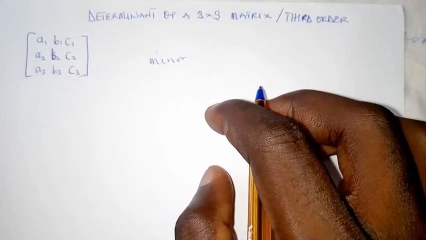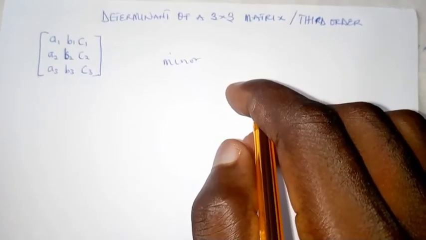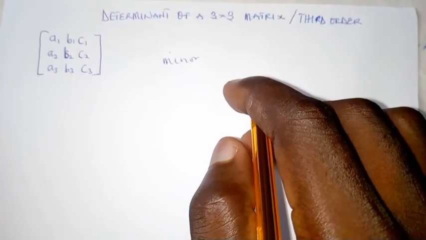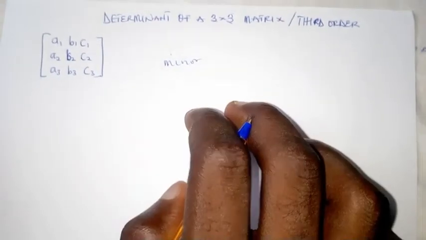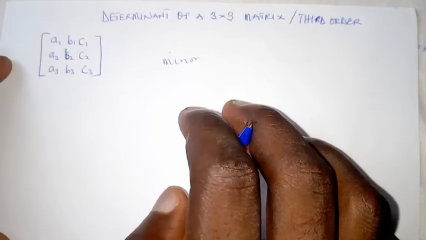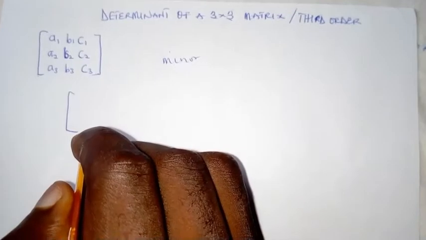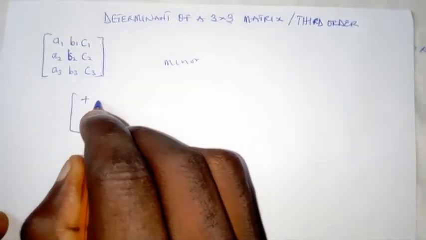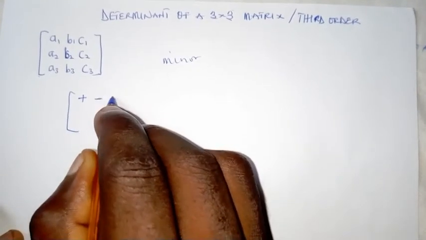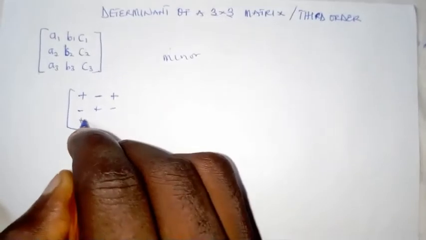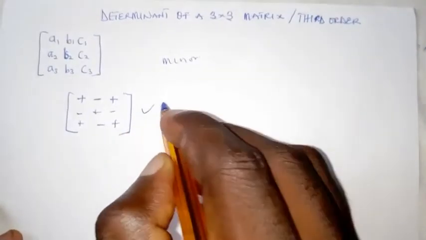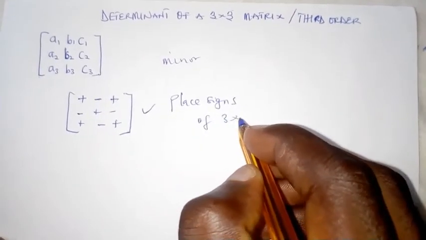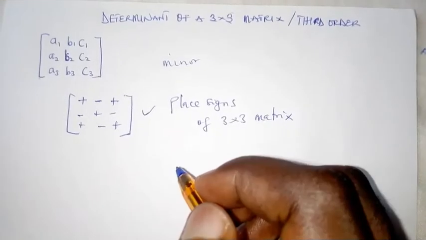So how then do we find the minor? As earlier said, we write down each element along the top row and multiply it by its minor, alternating the plus and minus signs. Before we look at the minor, let's look at the place signs of a 3 by 3 matrix. What you should always remember is that the top left-hand element always has a plus place sign, and the rest follow from it. So you have plus, minus, plus, minus, plus, minus, plus, minus, plus. That's simply the place signs of a 3 by 3 matrix.